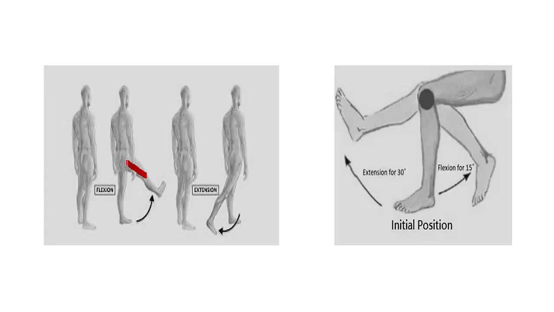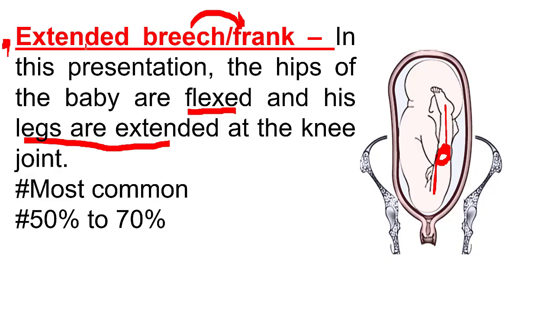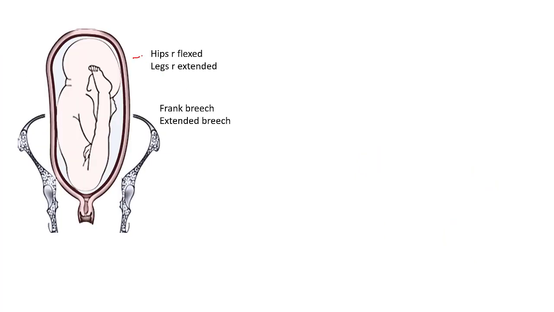So in extended breech, there is a flexion of hip joint, or we can say that there is a flexion of thigh, and there is extension of knee joint, or we can say that there is extension of leg. So flexion of thigh, extension of leg is present in the extended breech or frank breech presentation. So if hip joints or thigh are flexed and legs are extended, you will have frank breech or extended breech presentation.